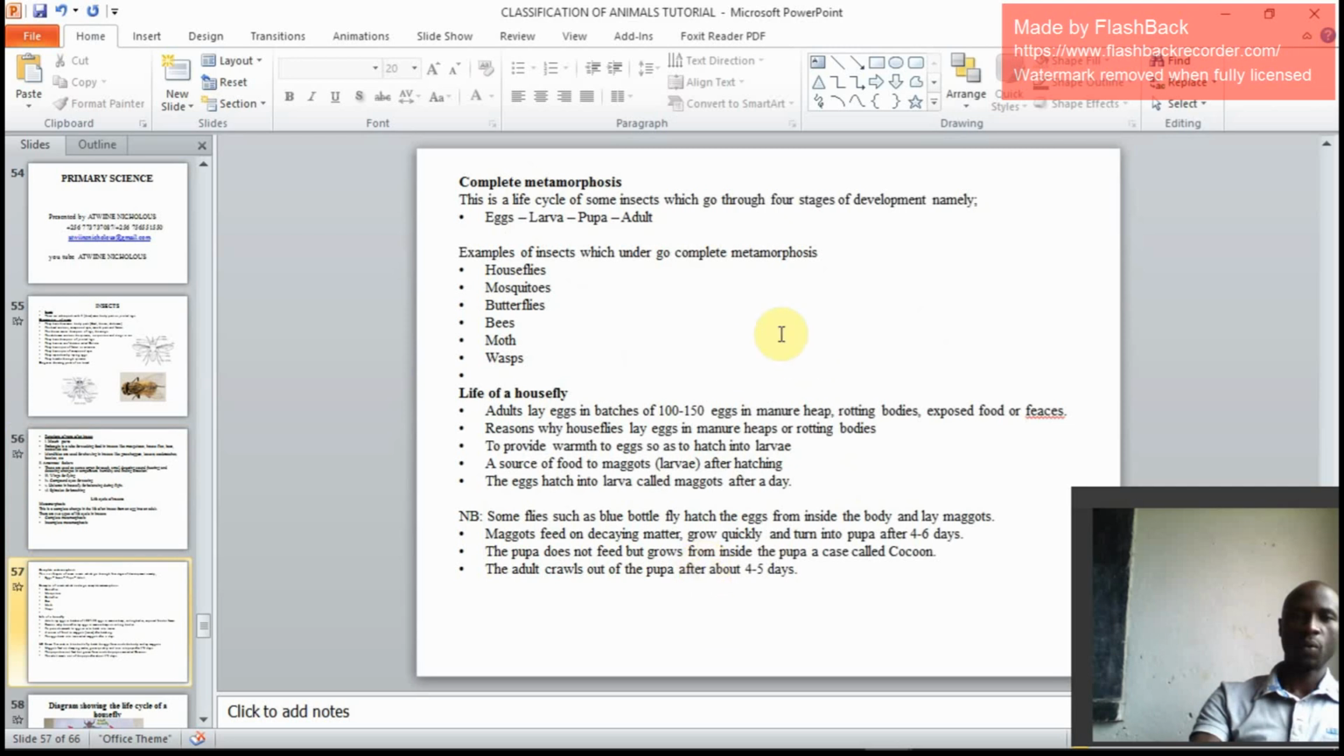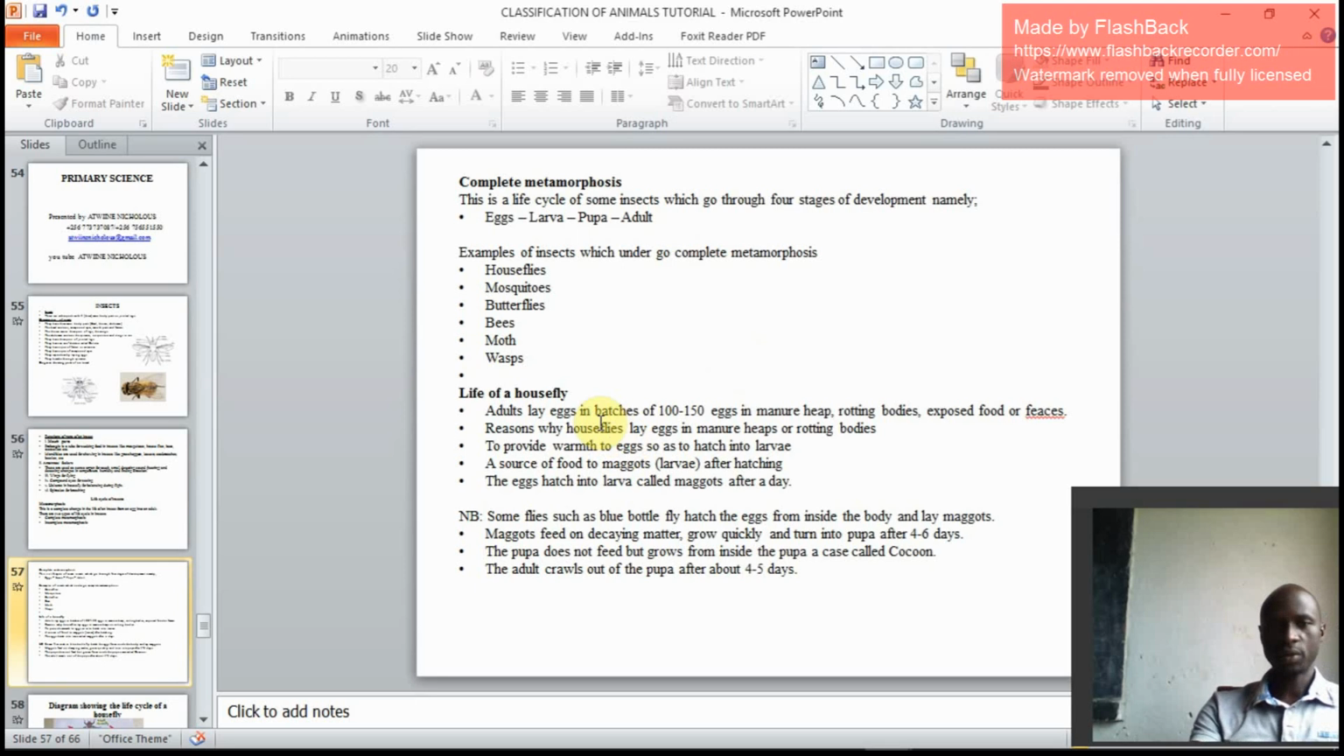We start with complete. Insects which undergo complete must undergo 4 stages of development. That is, they must go to eggs. From eggs, they go to larva. From larva, they go to pupa. From pupa, they go to adult. We have insects which undergo those stages. We have houseflies, mosquitoes, butterflies, moths, these pollinate flowers at night, and wasps.